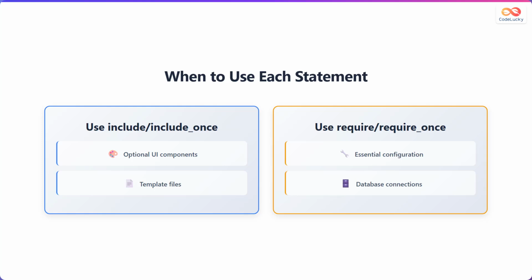So, when should you use each statement? Use include or include_once for optional user interface components and template files. Use require or require_once for essential configuration files and database connections.